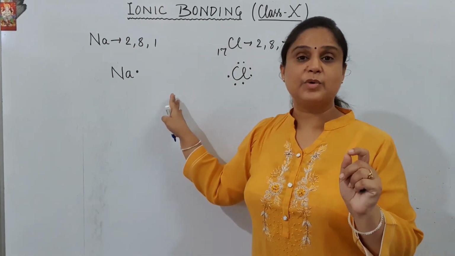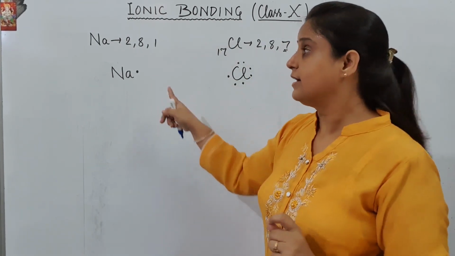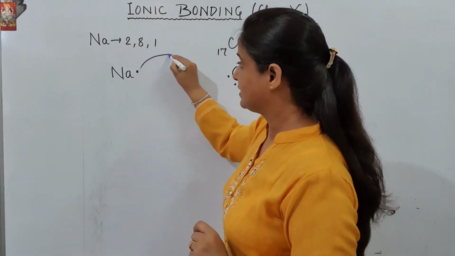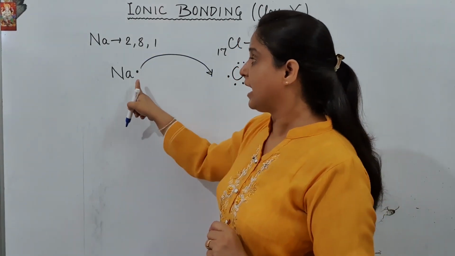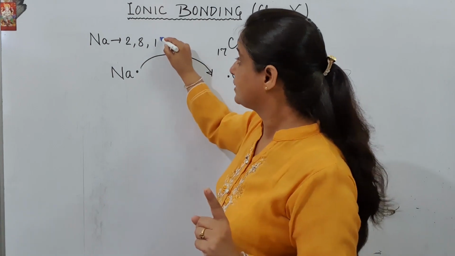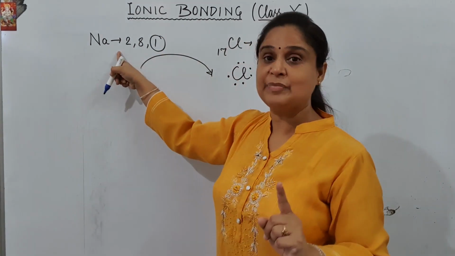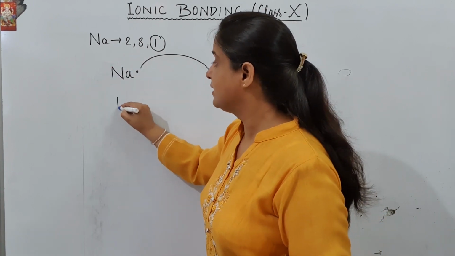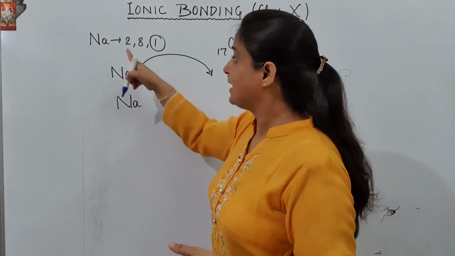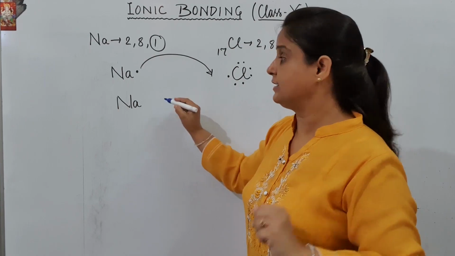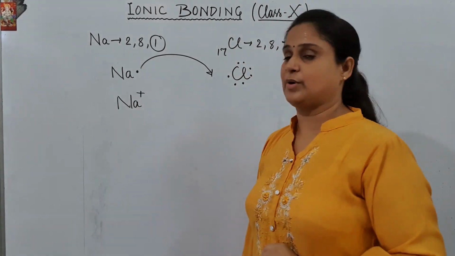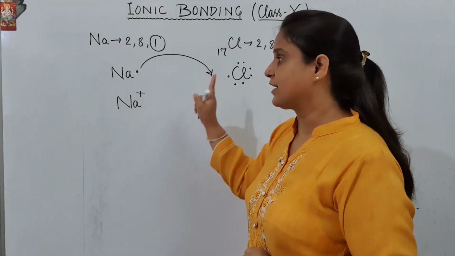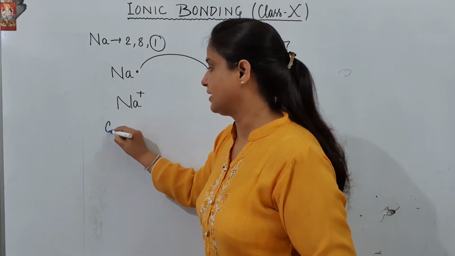Why are we calling this bonding ionic bonding? Do you know that? This is going to lose the electron. After this loss, what will be the number of electrons in the sodium? There were 11 electrons before. Now after losing one, how many will it be? There will be 10 electrons in the sodium and the charge will be positive. So after the loss of an electron, it will become a cation.